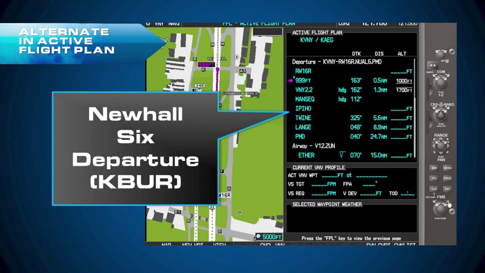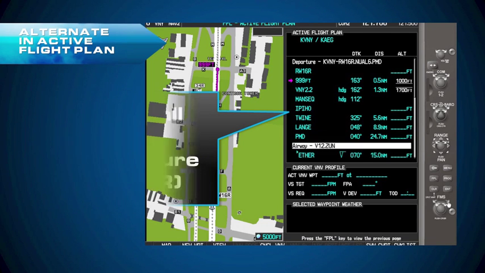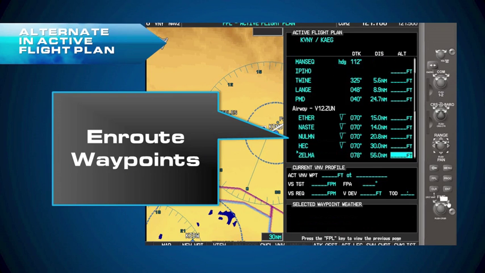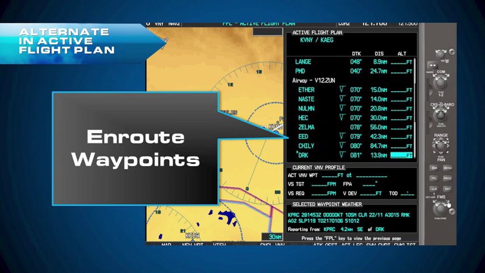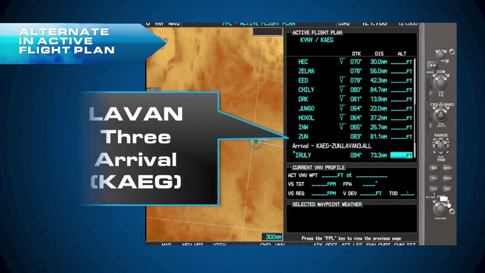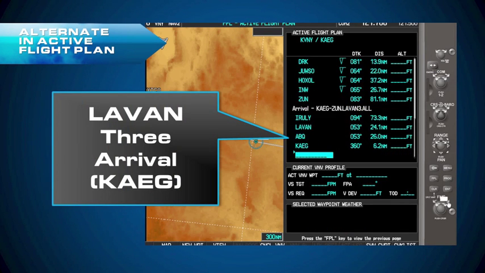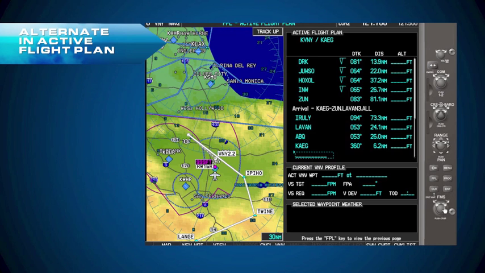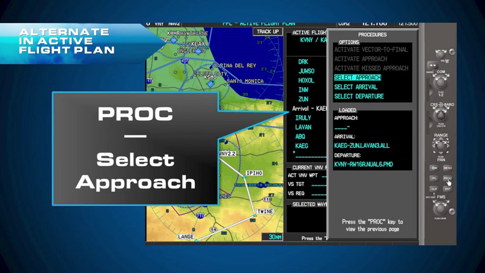You can see here in the flight plan we've got the Newall 6 departure loaded up. Here are the en route waypoints. We're going to take Victor 12 to Zuni. And then at Zuni, we're going to pick up the Levan 3 arrival, Zuni transition. But note at the bottom of the flight plan, there's no approach loaded. So what we're going to do is use the procedure button, hit select approach to load the takeoff alternate. Notice it gives me the approaches here at Double Eagle.